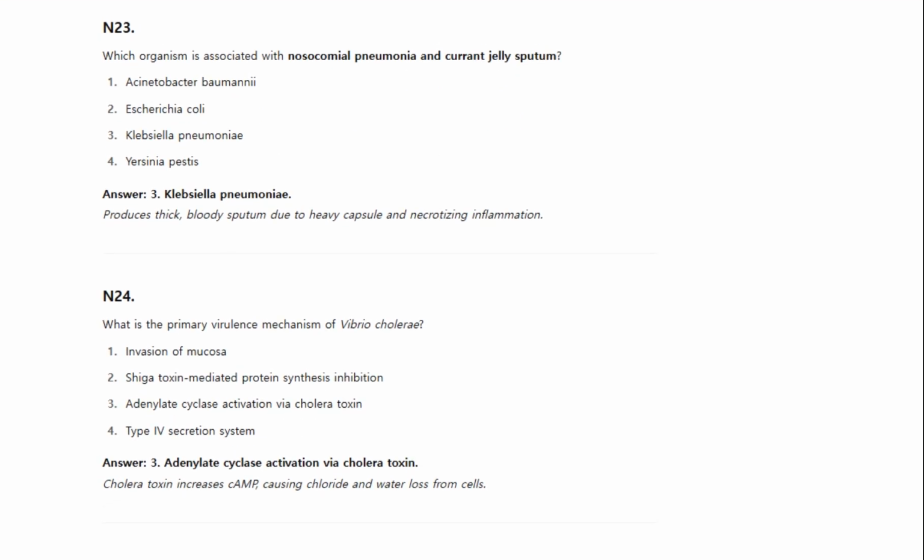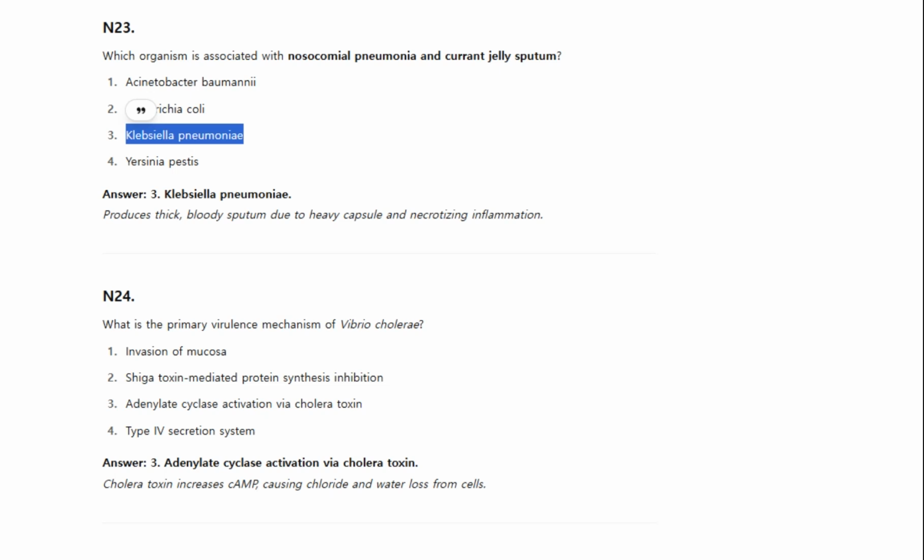N23. Which organism is associated with nosocomial pneumonia and currant jelly sputum? 1. Acinetobacter baumannii. 2. Escherichia coli. 3. Klebsiella pneumoniae. 4. Yersinia pestis. Answer: 3. Klebsiella pneumoniae produces thick, bloody sputum due to heavy capsule and necrotizing inflammation.